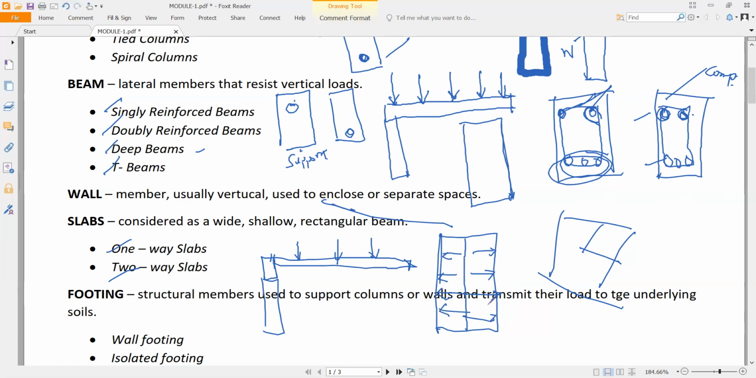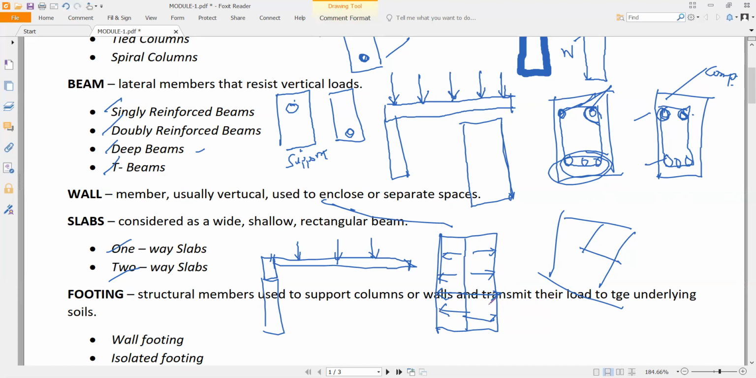Siguro most of you would think, bakit ang nagbe-bend sa one-way slab is yung shorter side? Kasi usually isipin natin, dapat mas magbe-bend o magkakaroon ng deflection sa longer side kasi mas mahaba yun. But no, on a one-way slab, yung ating deflection occurs on the shorter side of our slab.